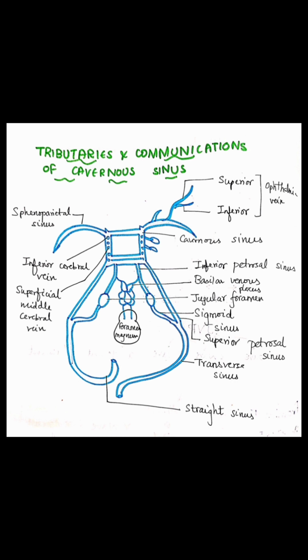So this is the proper diagram for the tributaries and communications of the cavernous sinus. You can see the transverse sinus, superior and inferior petrosal sinuses, emissary veins, superior sagittal sinus, and basilar venous plexus.